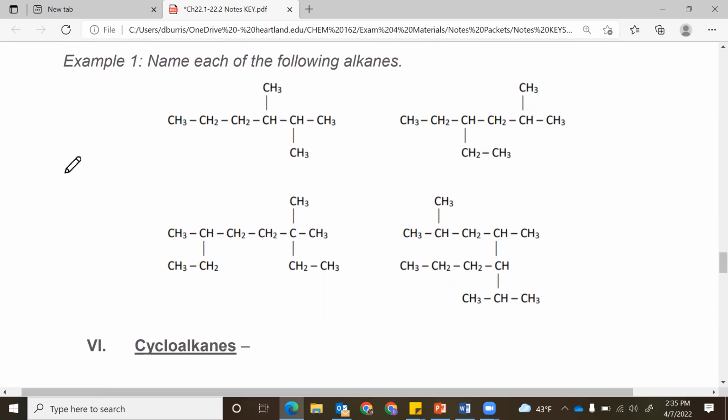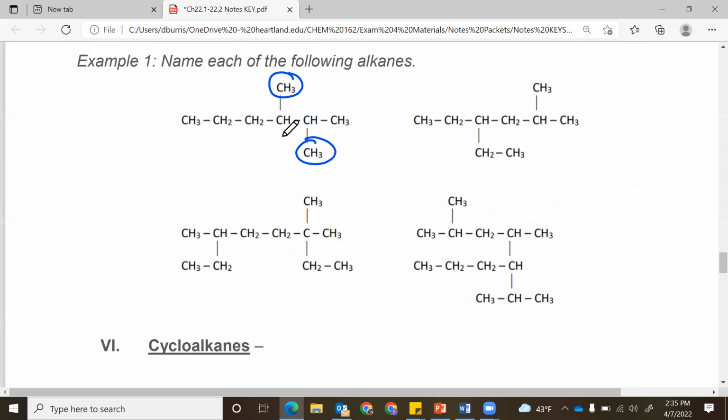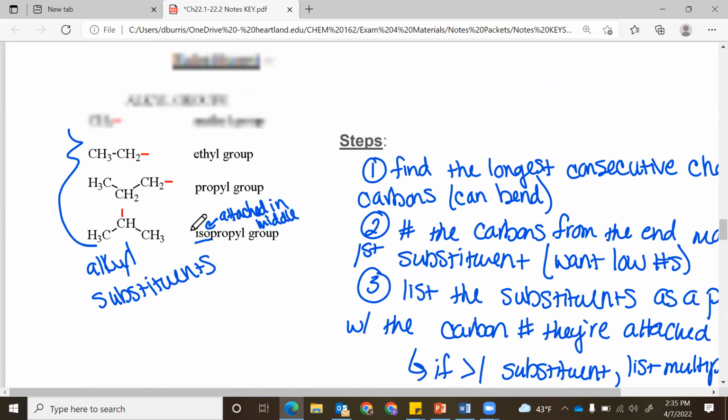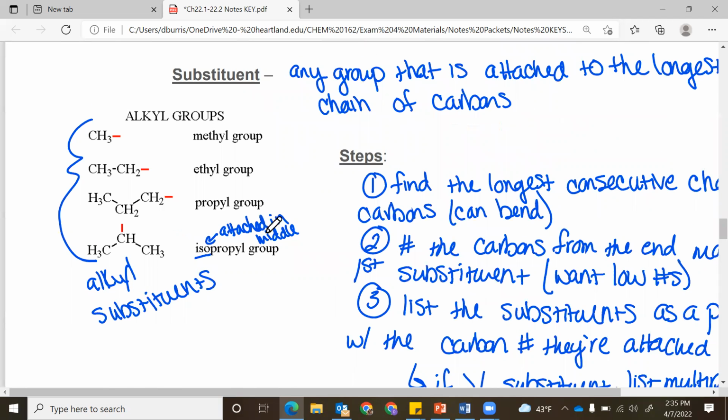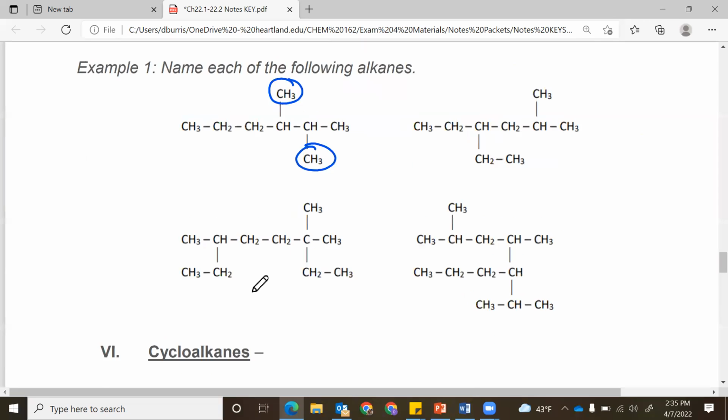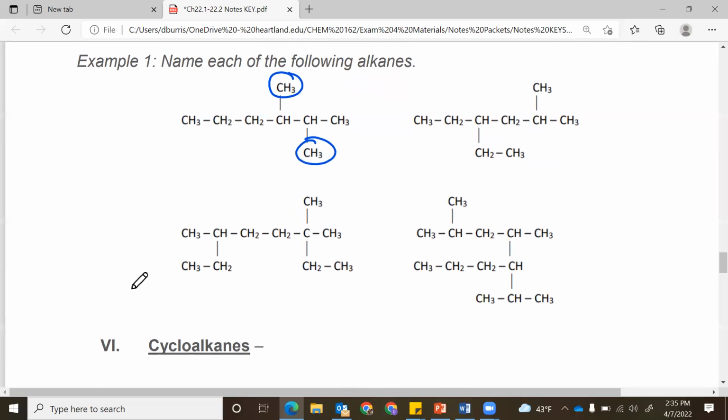Okay, so my base should be hexane. Now I do have to write my substituents first. So if my 6 are these carbons here, that's the longest consecutive chain of carbons. I have a substituent here and I have a substituent here. And what are CH3s called? Methyls, right? If you're not sure, you'll get used to it, look back here. They're methyl, ethyl, propyl, isopropyl, and butyl.